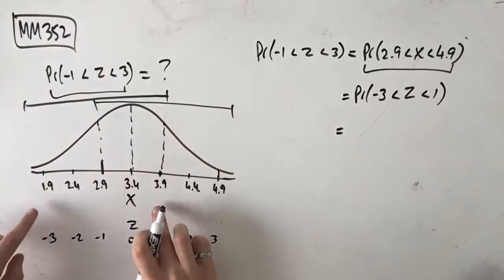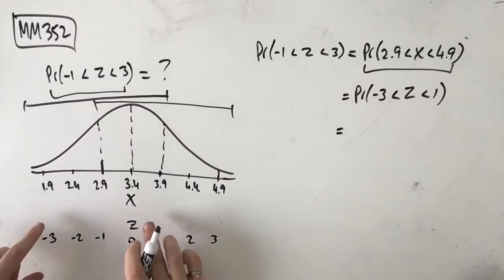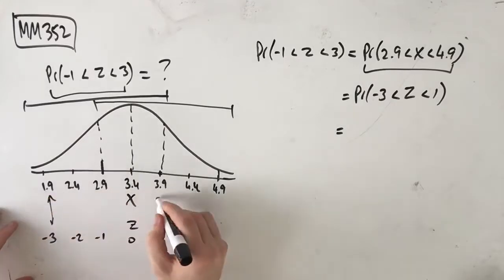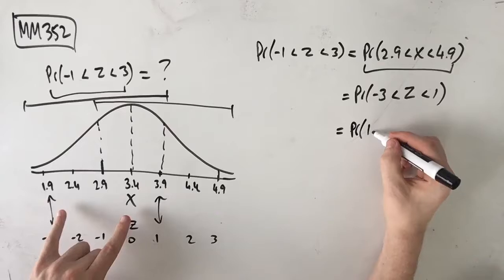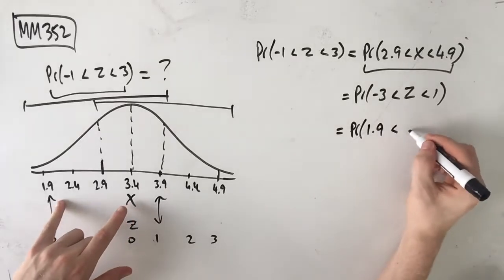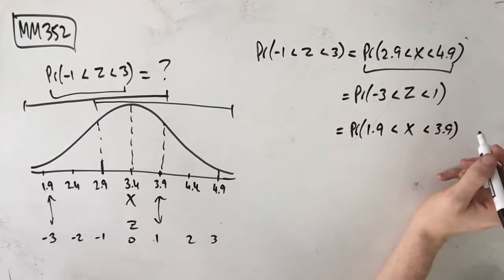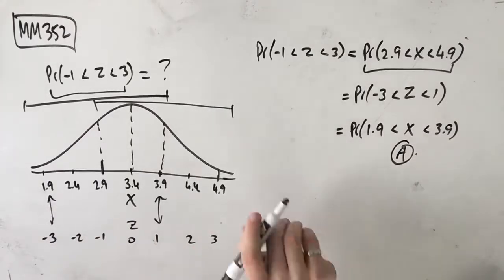Now we can go to our x values and say that if the probability that z is between -3 and 1 is this probability here, that means it's the same as the probability that x is between 1.9 and 3.9, because these are interchangeable. They're at the same spot. And is that one of our answers? Yes, it is. This is our value for A, and this is our answer.